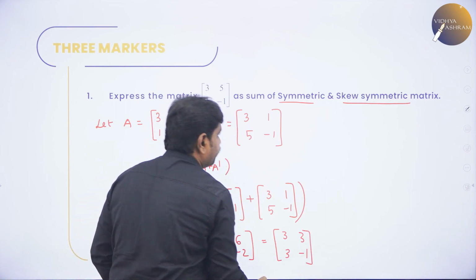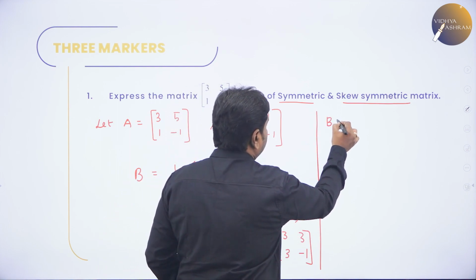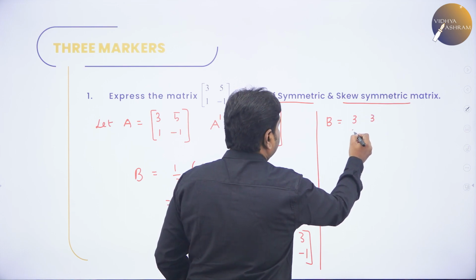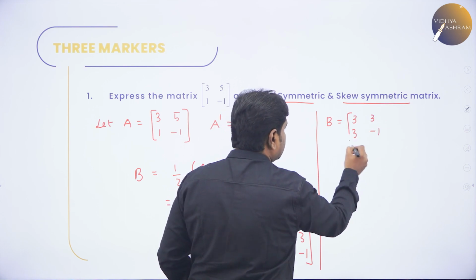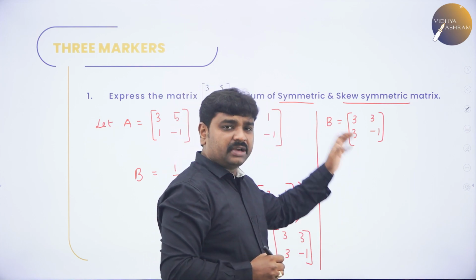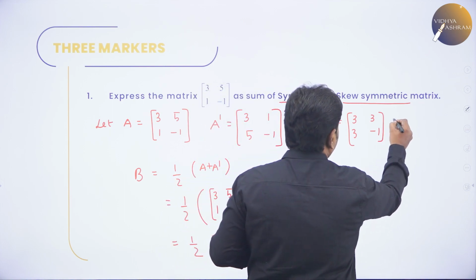Now you got B. So here we got the value of B. What is the value of B we got? B is 3, 3, 3, minus 1. If you check, B dash will be equal to B. If you do B dash, you get B. B is symmetric. This is the symmetric part actually.